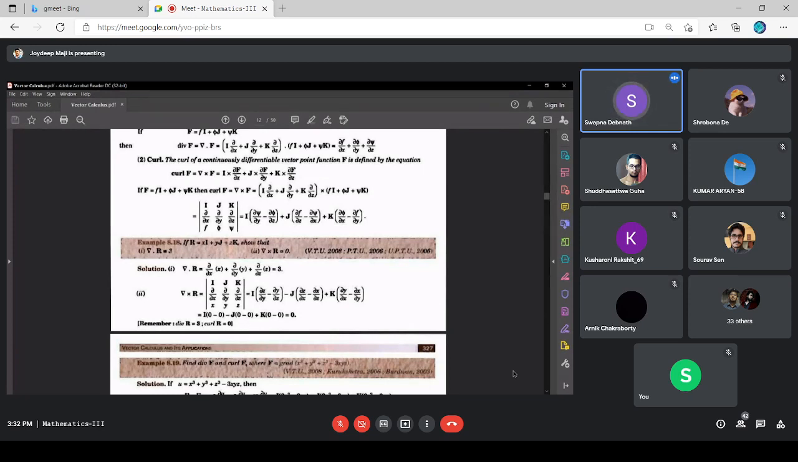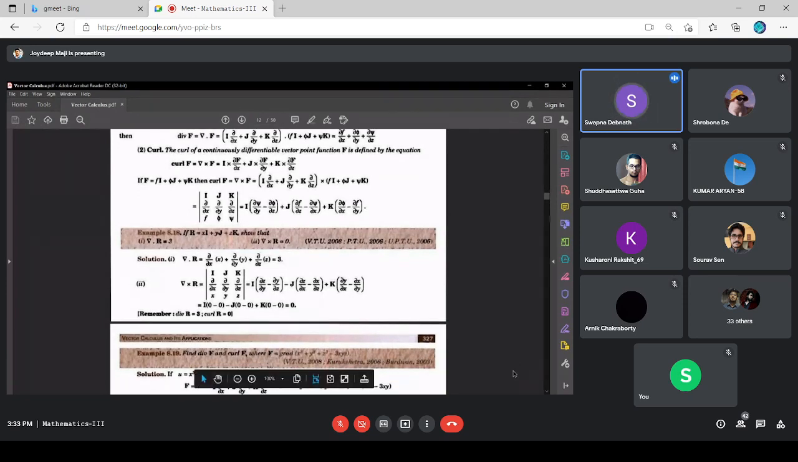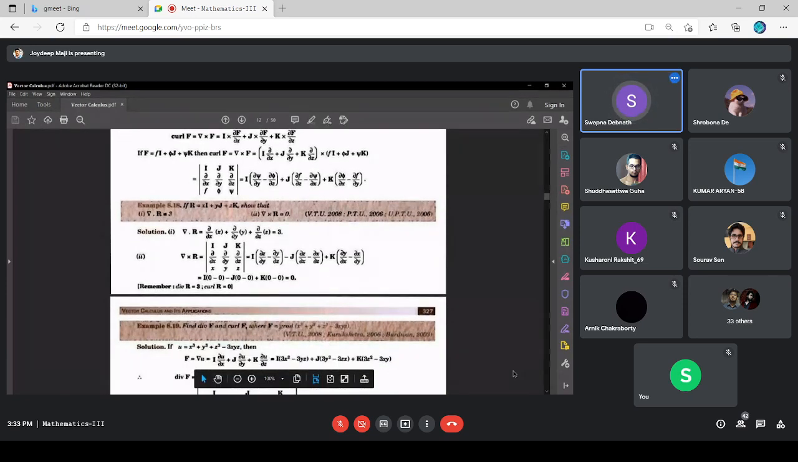Del dot r is, by formula, we know that ∂x/∂x plus ∂y/∂y plus ∂z/∂z. You have to write with the components, and the components of r are x, y and z respectively. Therefore ∂f/∂x is 1, ∂y is 1, ∂z is 1, therefore that is equal to 3. Therefore divergence of r is equal to 3.